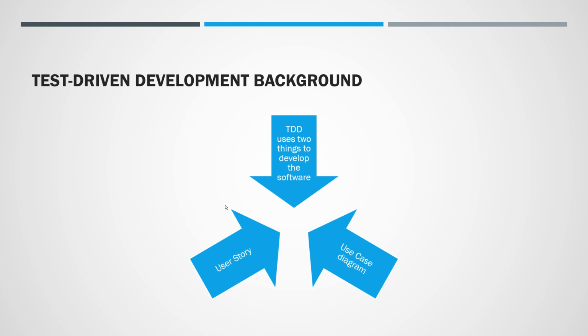The test-driven development background. TDD for short uses two things to develop the software: the user story and the use case diagram. Now we just talked about those. Between those two kinds of relationships, you should be able to create code that helps create this test and helps show the way you want your code to be set up.